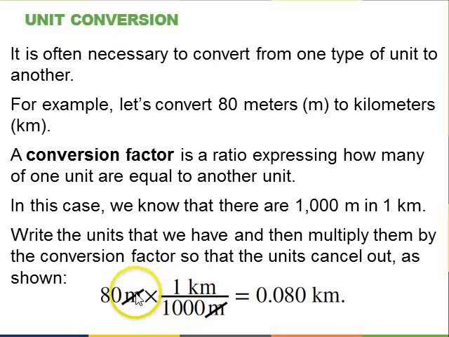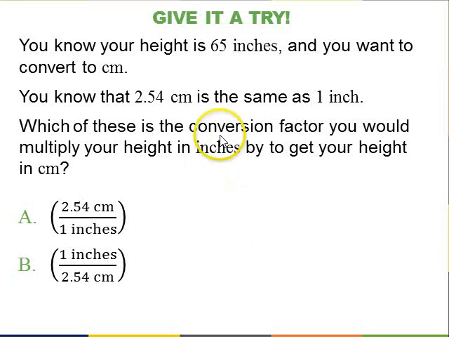And if we set it up right, if we want to convert from meters to kilometers, we put the conversion factor so that meters is on the bottom. That way, meters on the top cancels with meters on the bottom. You just end up with units of kilometers. So 80 times 1 divided by 1,000 is 0.08. So 80 meters is 0.08 kilometers. So why don't you try it? Again, you can pause this and I'll tell you the answer.